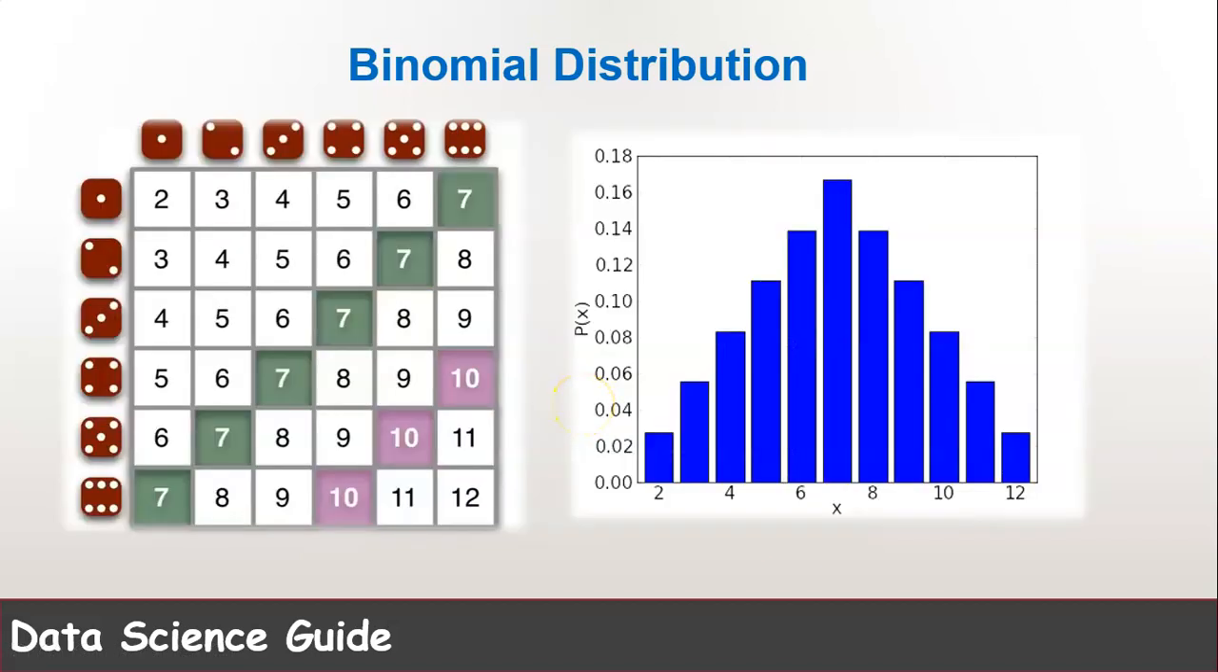Let's have a look at the chart of the binomial distribution. We see here that getting 2 is the minimum, and the same thing for getting 12. The probability of getting 7 is the highest.